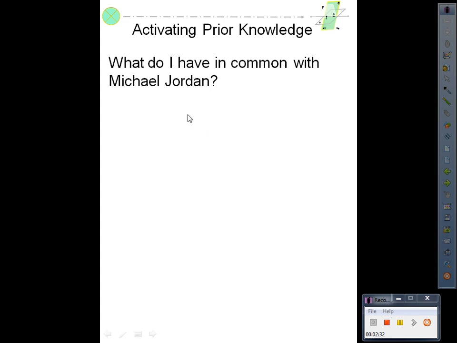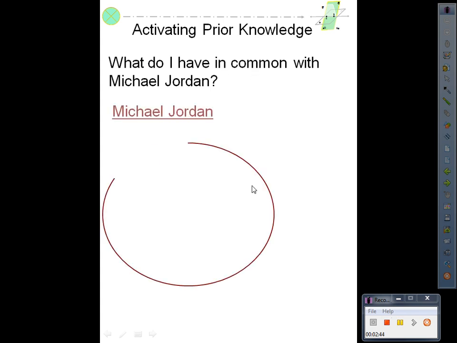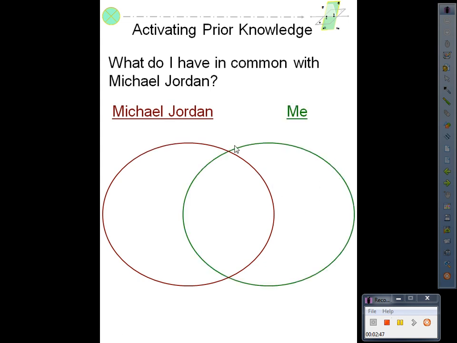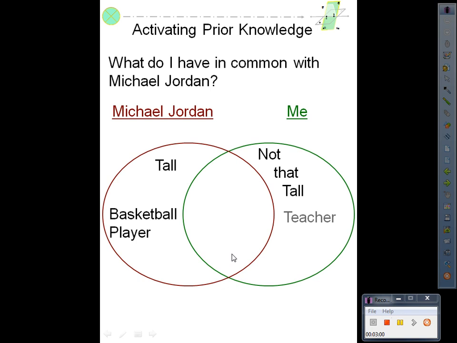So the question is, what do I have in common with Michael Jordan? I'm going to create a Venn diagram. This circle's for Mr. Jordan. This is for me. Let's start with Michael Jordan. Michael Jordan is tall. Well, I'm not that tall. Michael Jordan is a professional basketball player. I am a teacher, professional teacher.